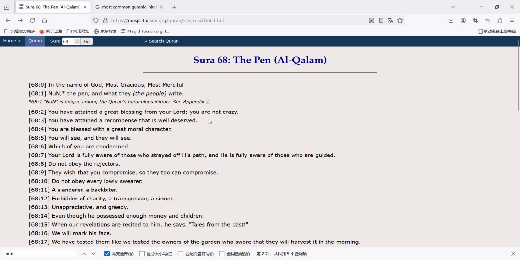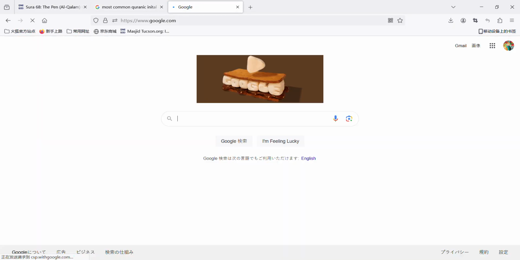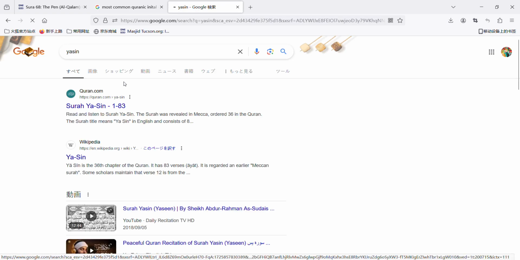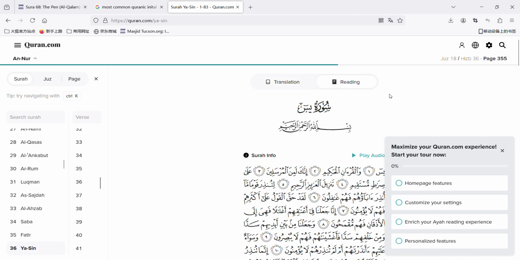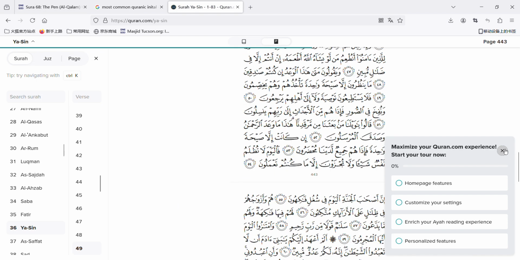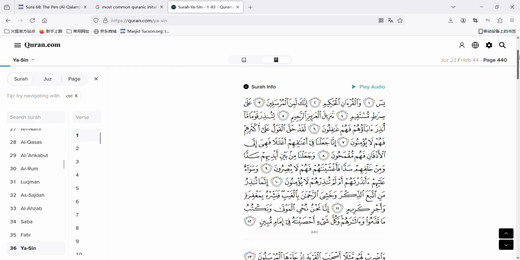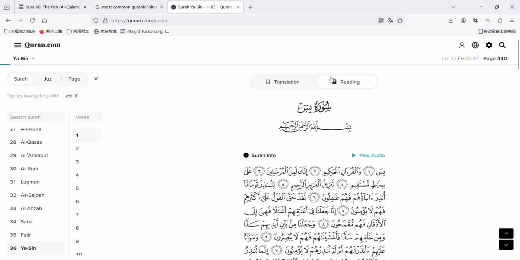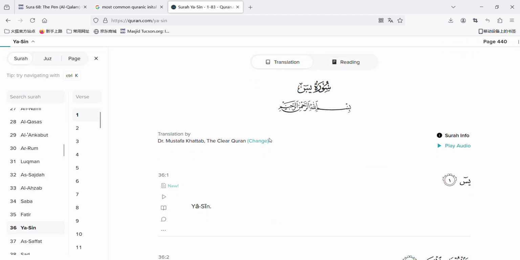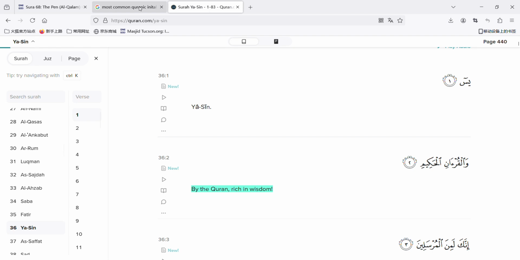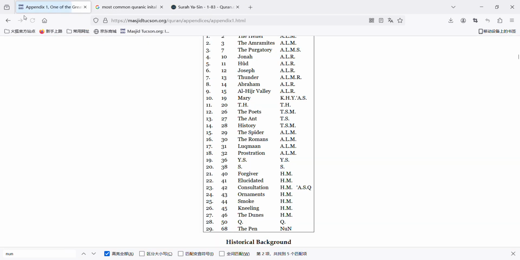You have attained a great blessing from your Lord. You are not crazy. It's like Nun, focusing on what people write, and after Yasin, it's also focusing on this, I guess. Let's see. Yasin, by the wise Quran. So can we make some rules, like if the initial is only 1, like Yasin, by the Quran al Hakim, innaka lamin al mursalin, and the translation is Yasin, so by the Quran, talking about the Quran, and so we check other initials with Sad.